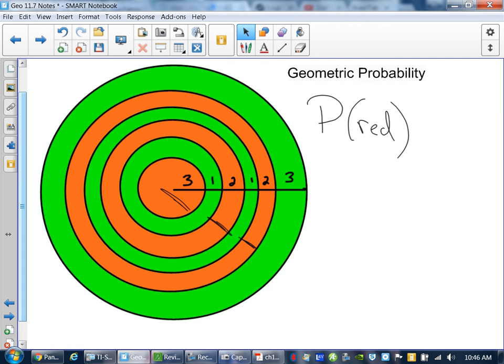Okay, so that outer ring has that. The next one, 3, 4, 6. The red is 6 squared pi, subtract 4 squared pi. The red is 36 minus 16.